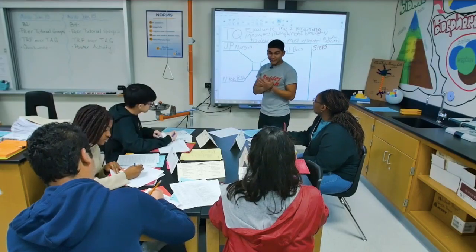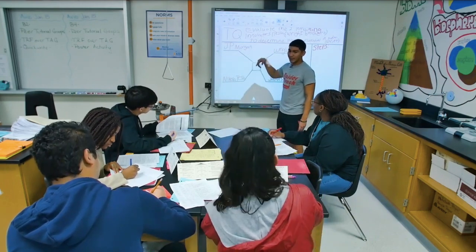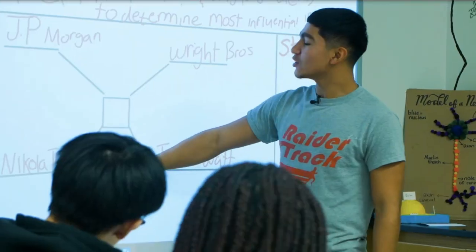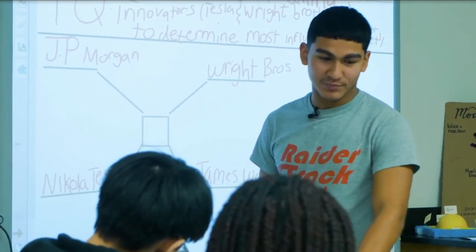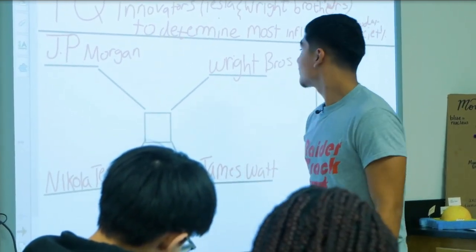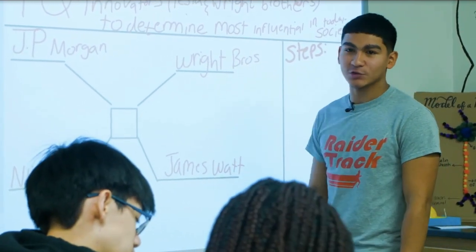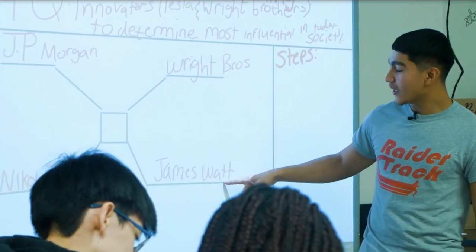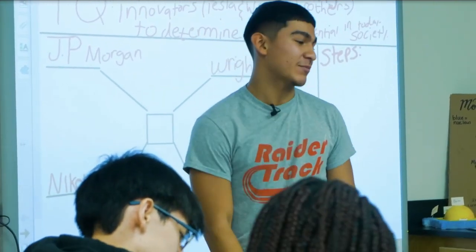My top 4 that I picked for the most important ones was J.P. Morgan, which right now he has the Chase Bank. Nikola Tesla, who made most electric systems, specifically the AC current. I got the Wright bros, who made the first working plane. I got James Watt. He didn't make the steam engine, but he improved the steam engine.